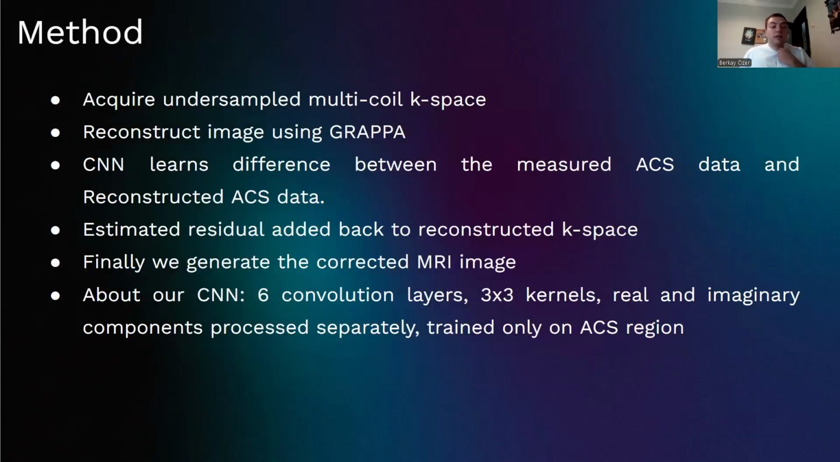So now let us briefly discuss the methods. First, we acquire the undersampled multi-coil k-space. Then we reconstruct our image using GRAPPA or some similar method. Then the CNN learns the difference between the measured ACS data and the reconstructed ACS data. Then it estimates the residual and it gets added back to the reconstructed k-space. Finally, we generate the corrected MRI image, and this is our method.